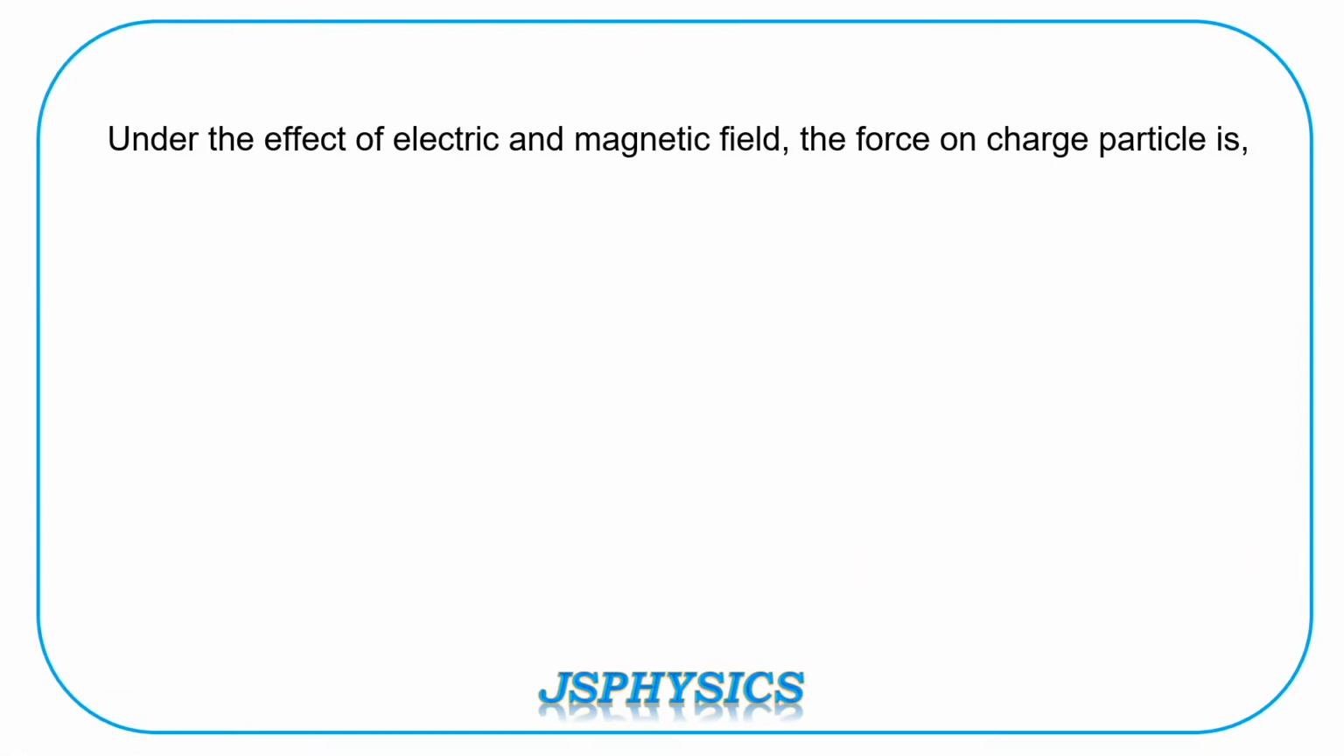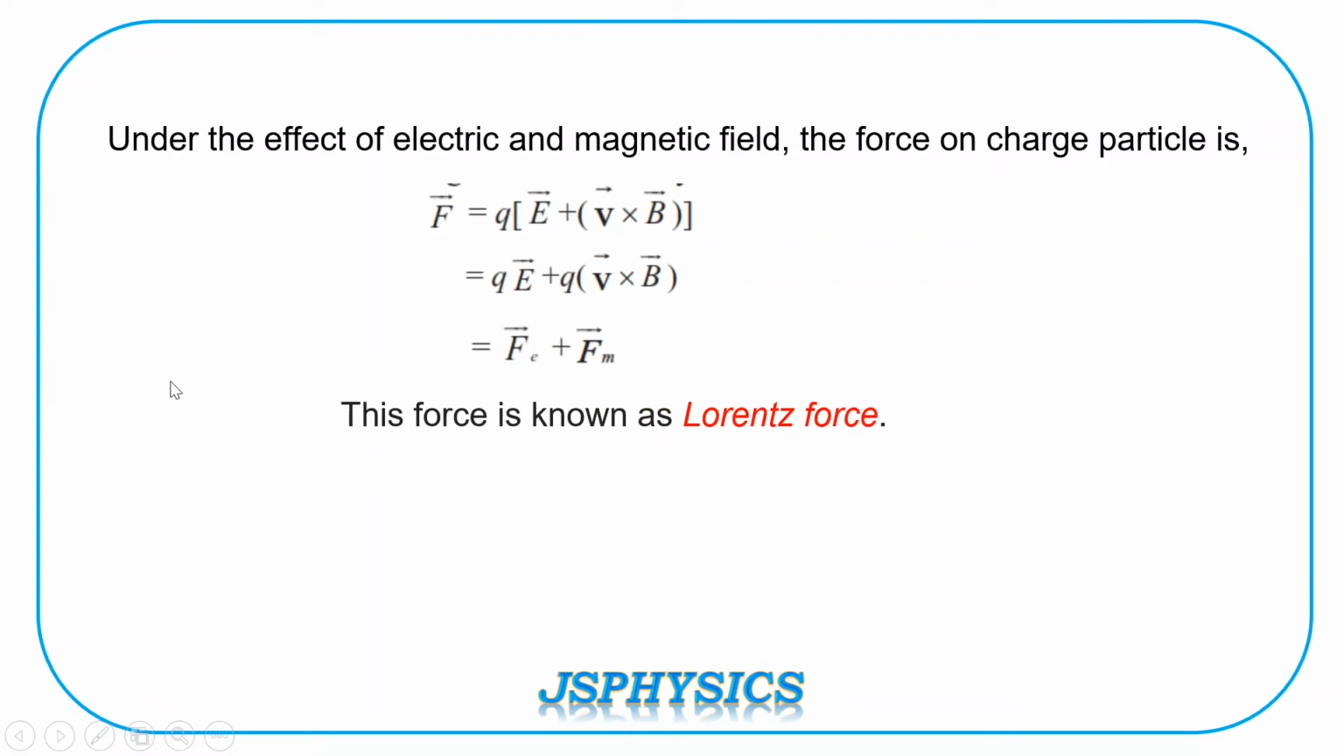Now suppose electric and magnetic fields are both applied on a charged particle which is in motion. Then what happens? The total force is due to the electric force and the magnetic force. That means q into E plus q into v cross B. This is the electric force and this is the magnetic force. The net force will be F, so Fe plus Fm. This force, which is due to electric and magnetic fields together, is known as the Lorentz force.